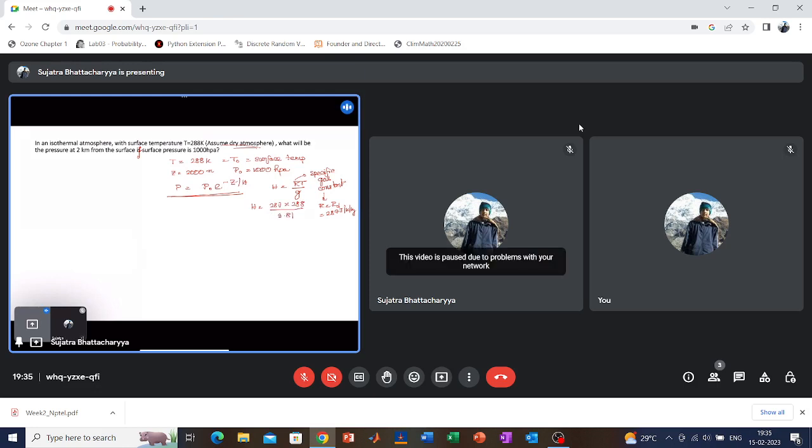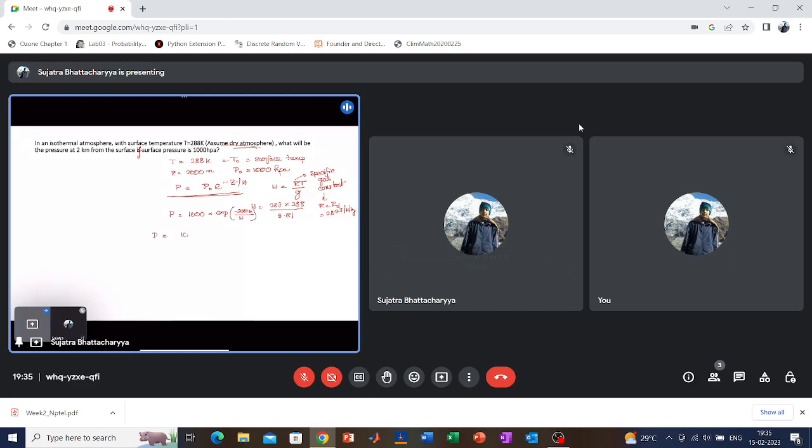Z is given to be 2000 meters. P naught is known to me. I will not convert this P naught's unit from hectopascals to pascals because it is in the ratio. So hectopascals will remain, it does not matter, because ultimately we need pressure in hectopascals only. So P is equal to 1000 into exponential of minus 2000 meters divided by this H which we have calculated.